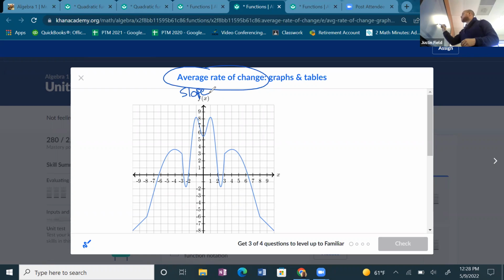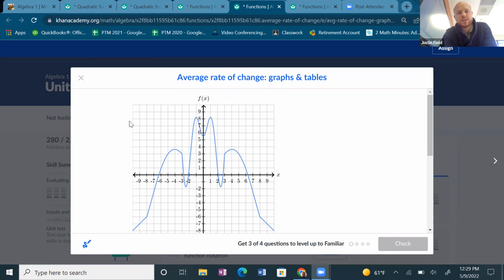So if I pick this point here, and then I pick this point here, what's the average rate of change? Well, all I got to do is find the slope of the line between those 2 points. That's all it is. And we can see that the actual function goes up and down and up. So an average is just a generalization.